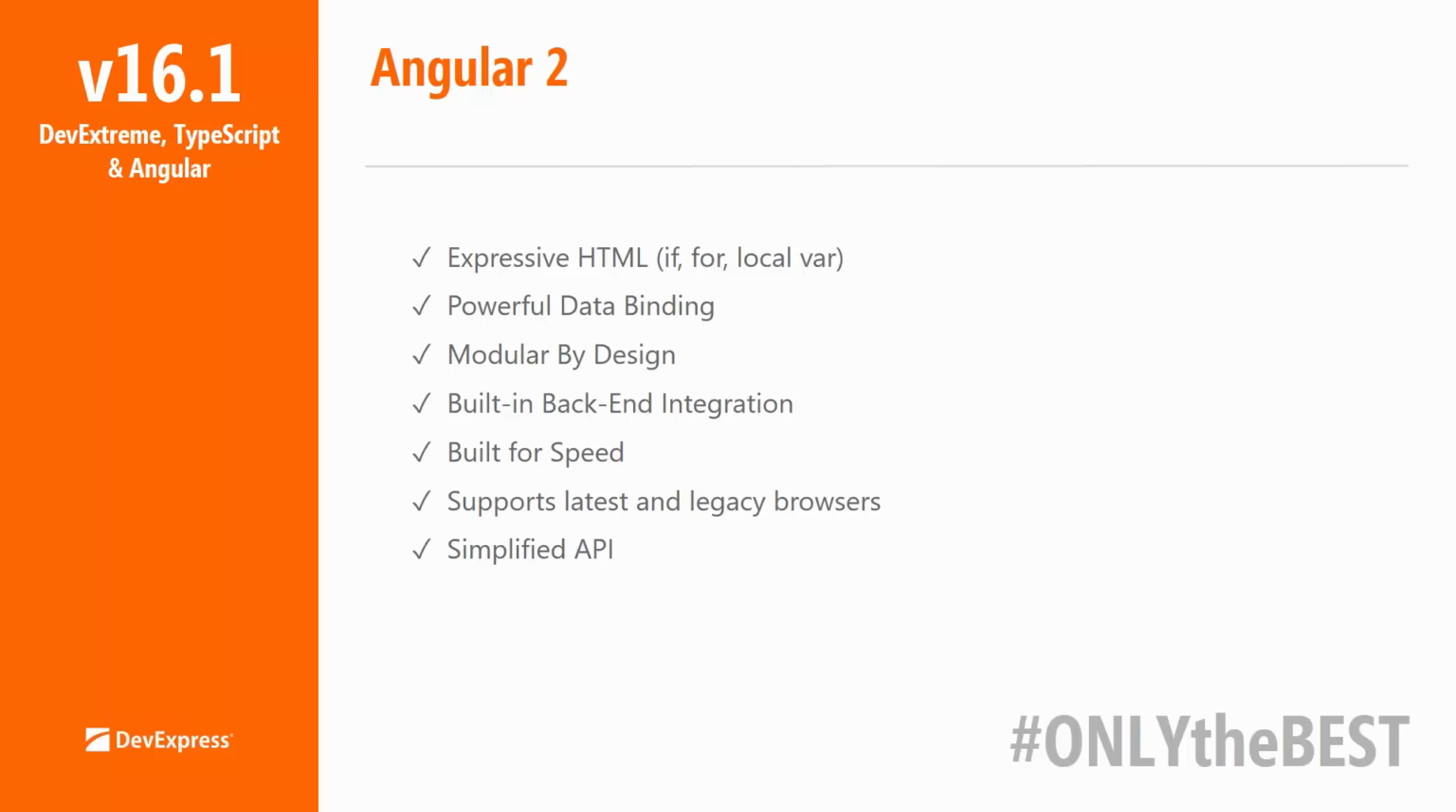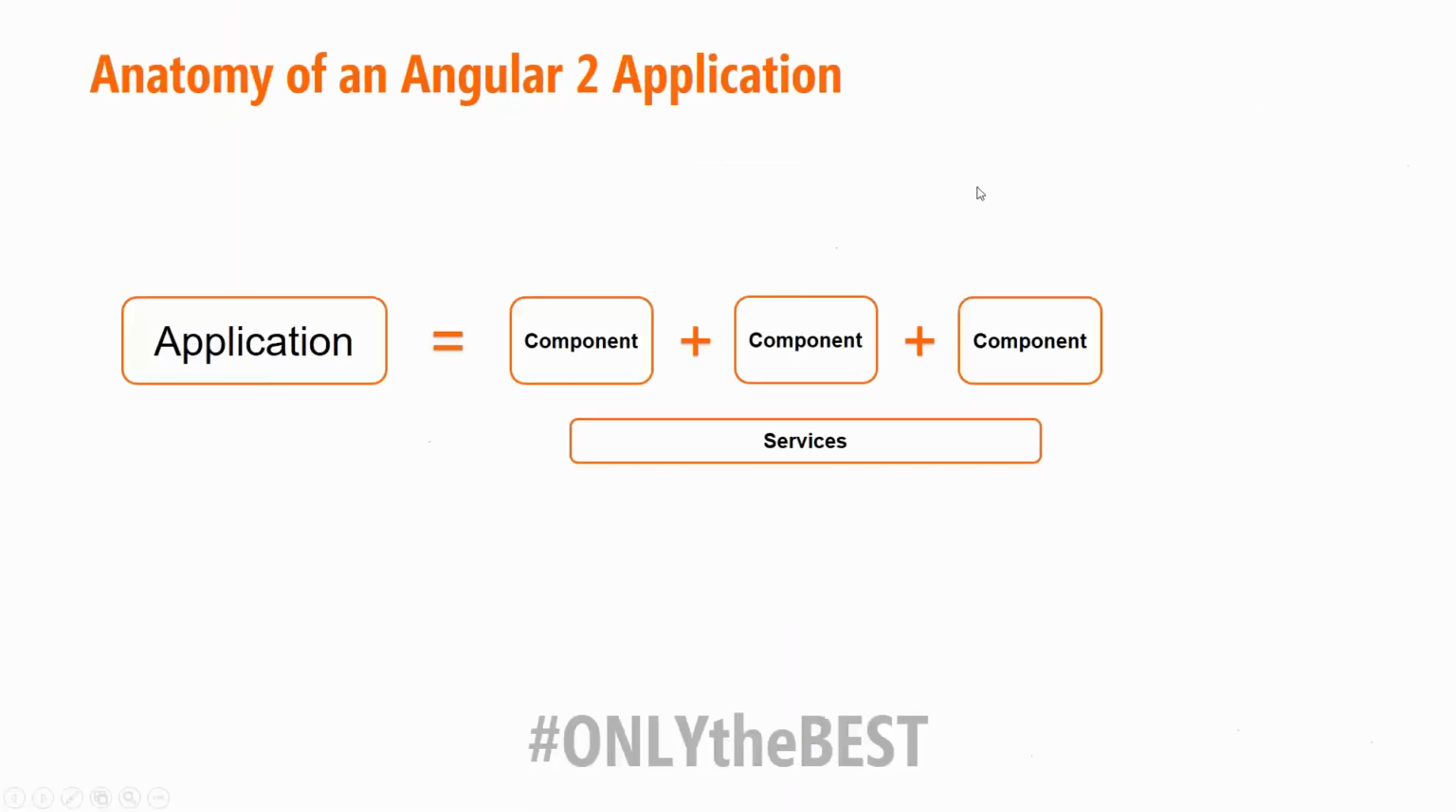Update. And of course, it provides a simplified API, making the implementation and learning curves a fair bit easier. So what does the anatomy of an Angular 2 application look like? Picture your application as comprised of components, and you mentioned earlier about complex UIs being made easier to work with, and that's done through this combination of components.